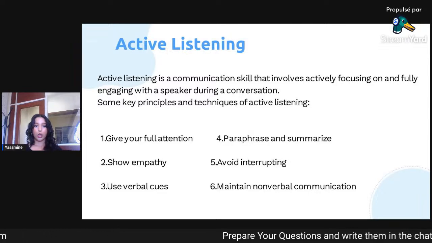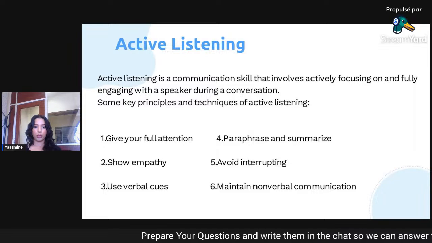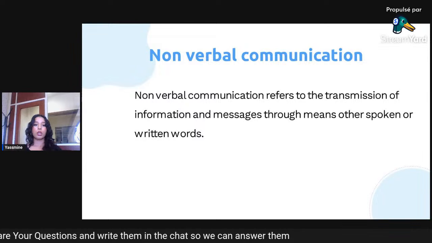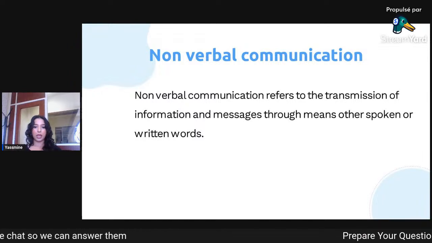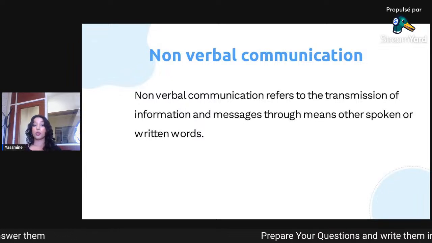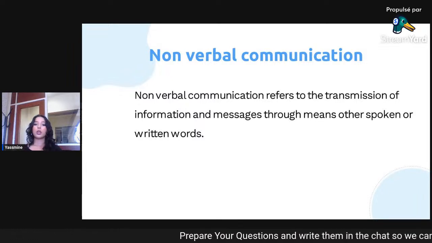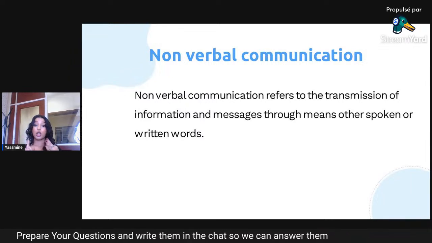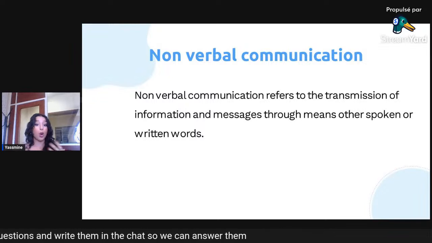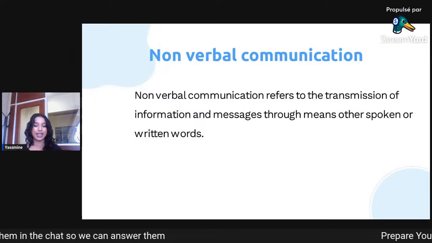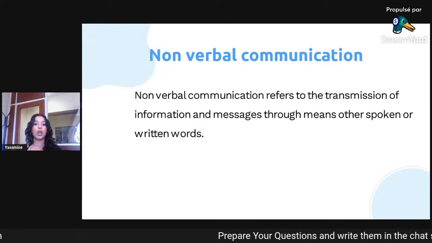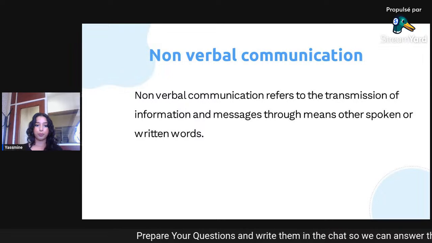Next, we're going to discuss nonverbal communication. So we're going to start off with a definition. Nonverbal communication refers to the transmission of information and messages through means other than spoken or written words. This includes, as we're going to discuss again, body language, facial expressions, gestures, eye contact, posture. These play a significant role in human interaction and can convey emotions, intentions, and attitudes.